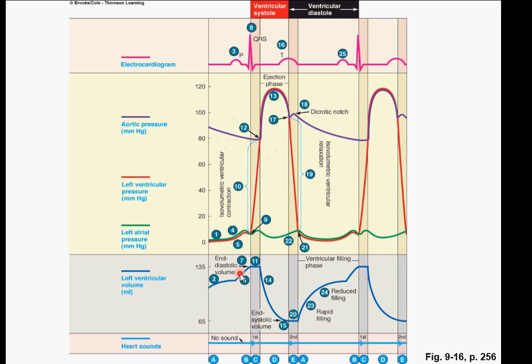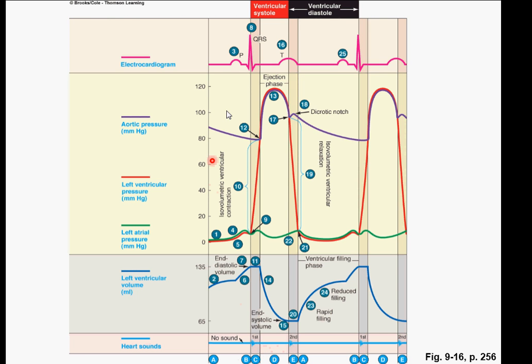Now, this graph is very beautiful because it relates the ECG with the pressure, the mechanical events, the volume, and the sounds, what is happening within the heart. So it is summarizing many things.